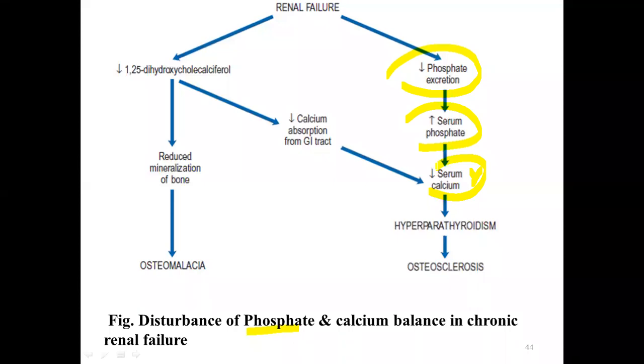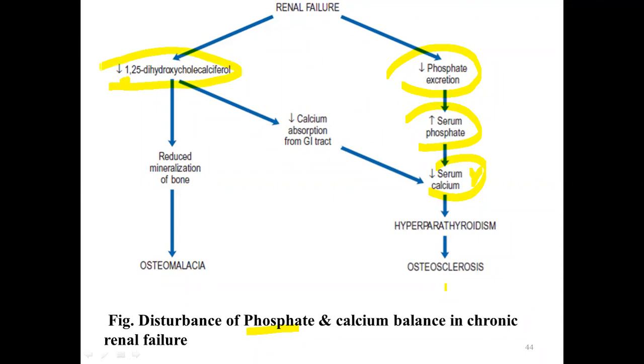As a result, the patient will end up having a bone disease due to excessive bone resorption. Apart from that, in renal failure, the kidney is very important for activation of vitamin D, especially the first hydroxylation, which will be done in the kidney. So if this hydroxylation is not carried out, there is no active vitamin D.